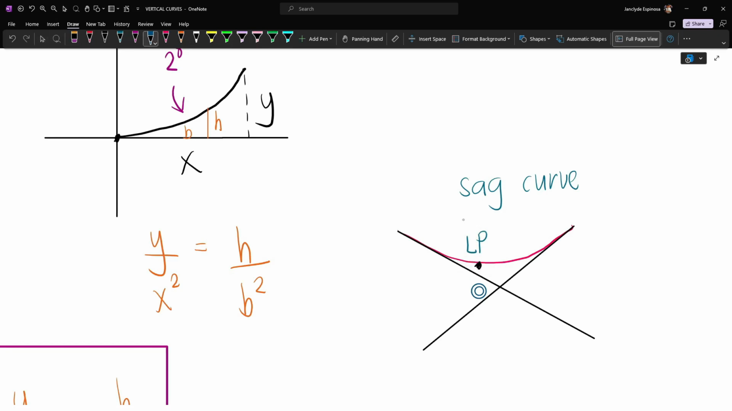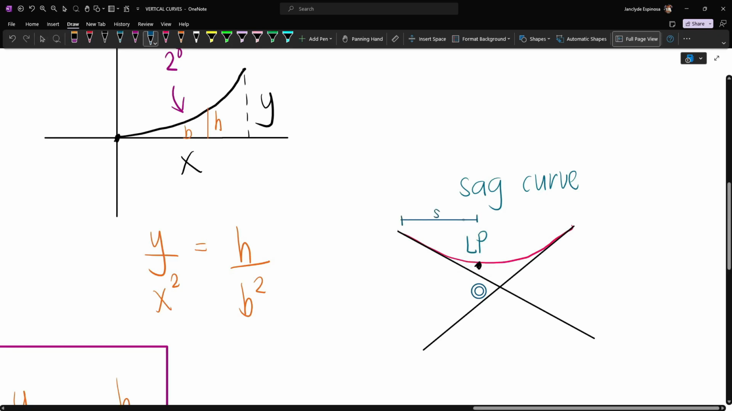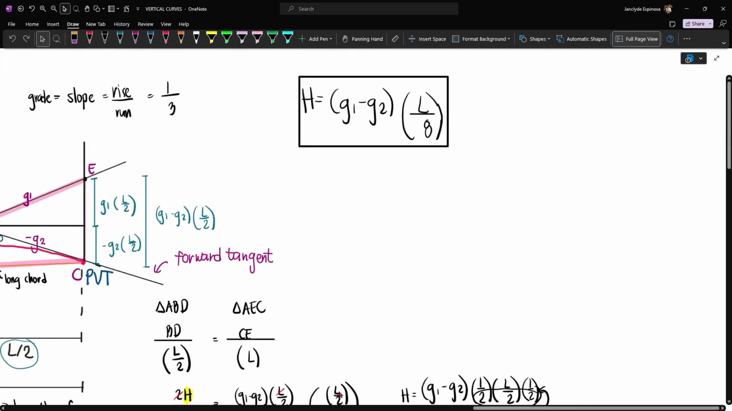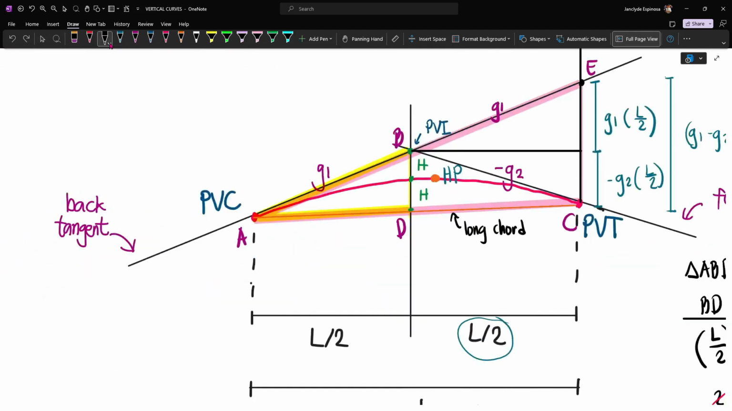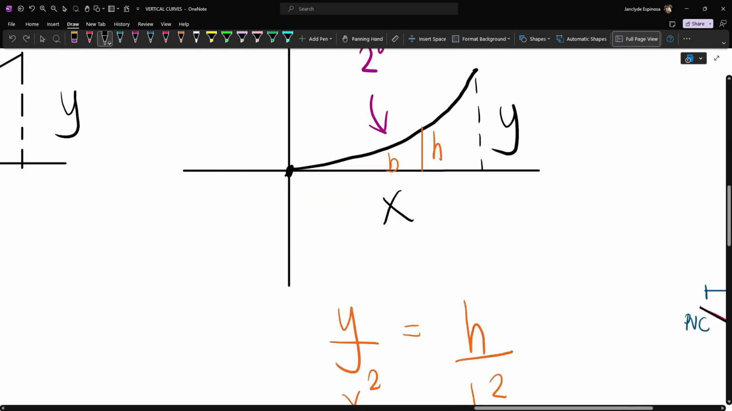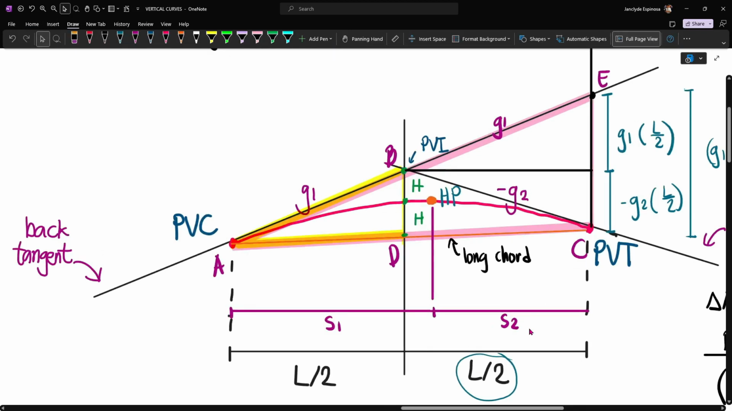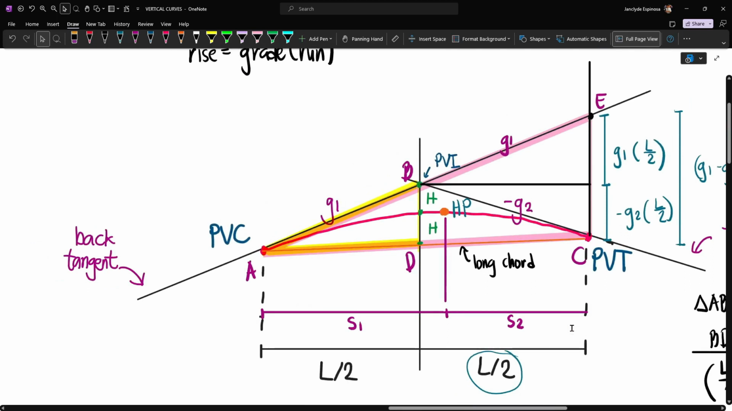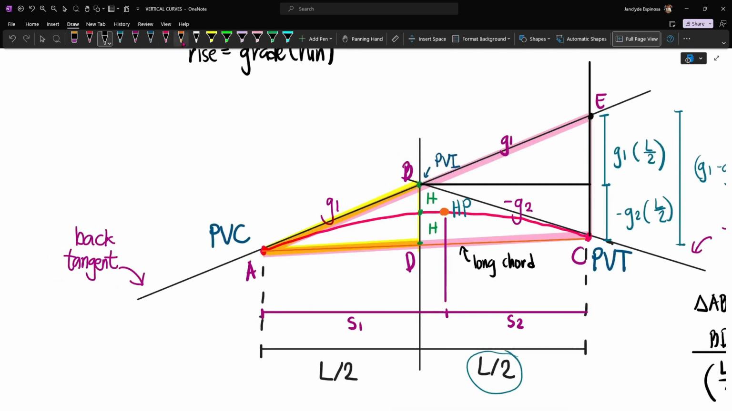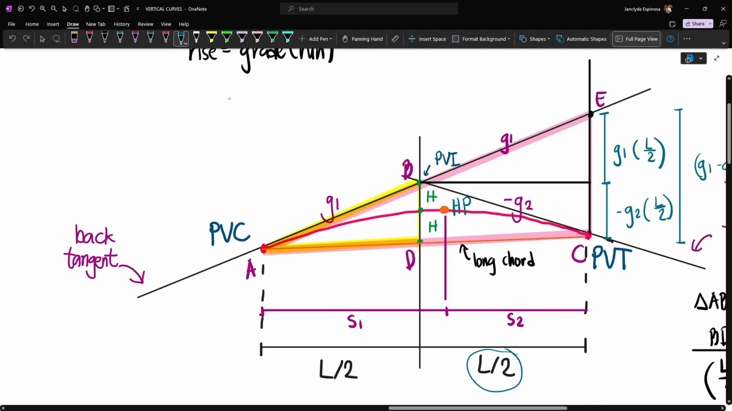And so we need to find this distance. Let's say this is S1. Now this horizontal distance is from PVC up to the lowest point. And so here, since we have a summit curve, then the distance from PVC up to the highest point will be our S1. So let's say this is S1 and this is S2. Now, what we are going to do here to simplify things is we'll draw our axes right at this point so that the location of the vertex will be at the origin.